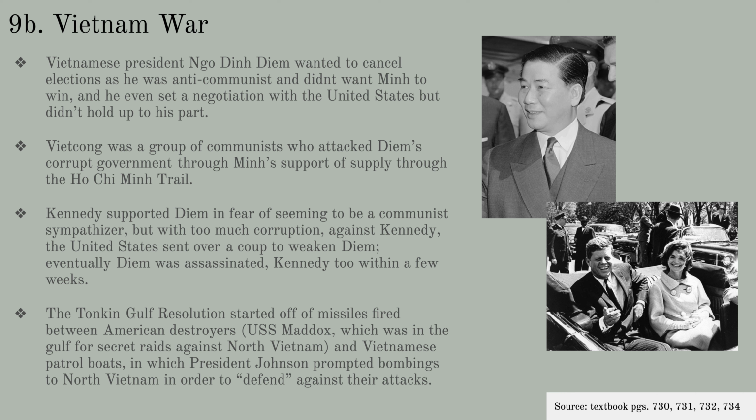So Kennedy supported Diem in the fear of seeming to be a communist sympathizer, but with too much corruption against Kennedy, the United States sent over a coup to weaken Diem. Eventually, Diem was assassinated, and Kennedy too within a few weeks.